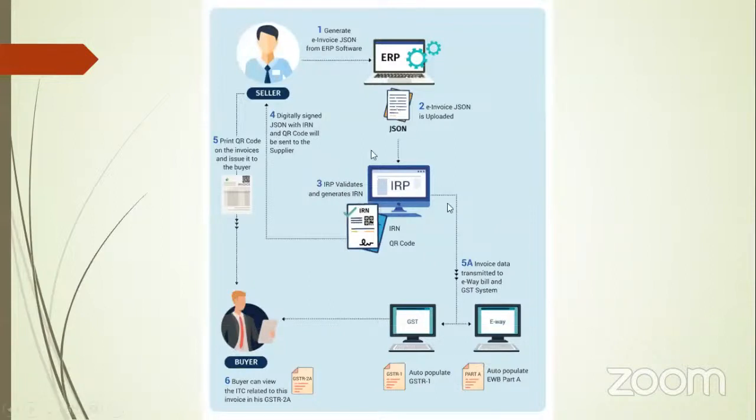Okay. So once e-invoice is created here, the response is sent to the seller, that is your acknowledgement JSON as well as the QR code, which you can use to validate. It will auto-populate in GSTR1. It will also go to the e-way bill portal if you are generating e-way bill, and it will go to the buyer's GSTR2A and 2B directly when you generate. So all of this process is automated.